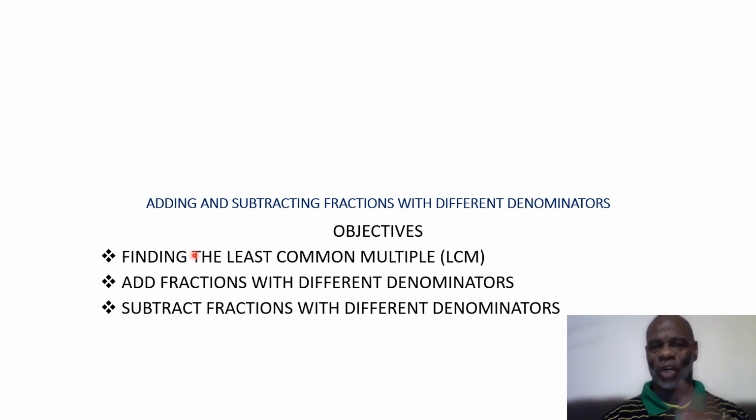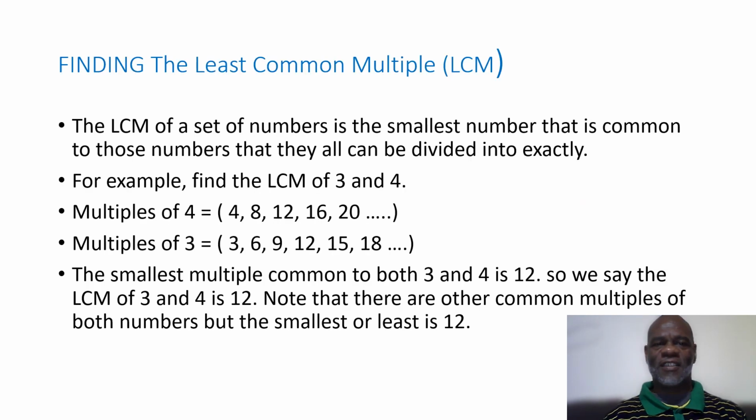All right. So our objectives for this session are, one, finding the least common multiple. We call that the LCM. Then we are going to add fractions with different denominators, and then we are going to subtract fractions with different denominators. So now let's look at finding the least common multiple.